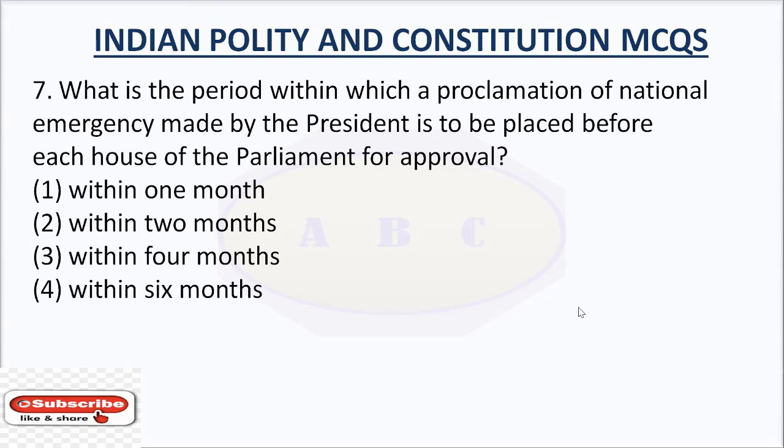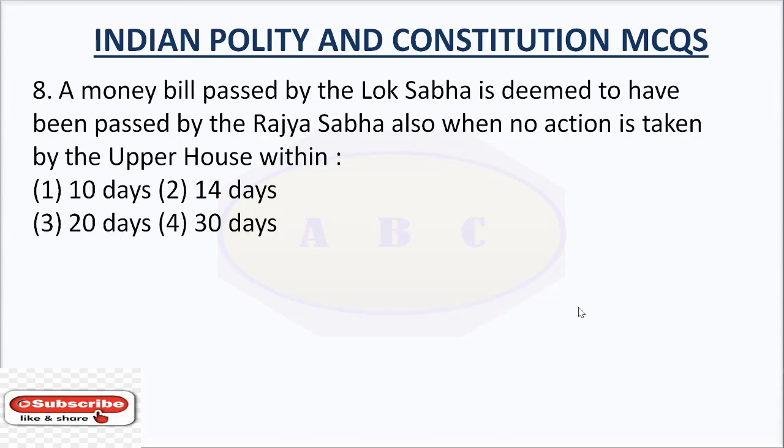Question number 7. What is the period within which a proclamation of national emergency made by the President is to be placed before each House of Parliament for approval? Option number 1, within 1 month. Option number 2, within 2 months. Option number 3, within 4 months. Option number 4, within 6 months. Right answer is within 1 month.